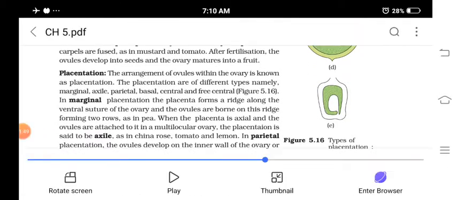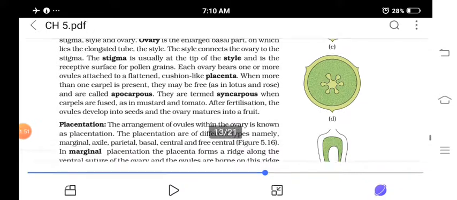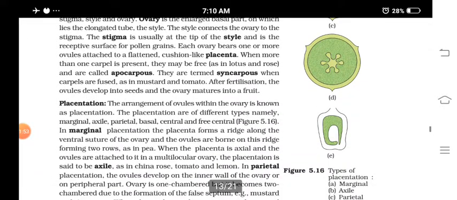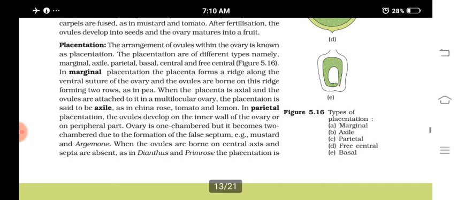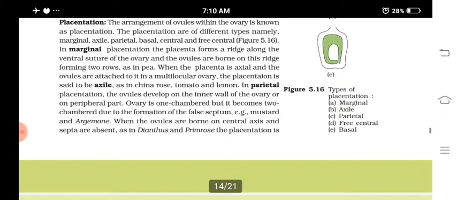So in free central, the ovules will be attached to the center, but the ovary is not chambered, no septa will be there, and from the center only you can see the placenta, and the ovules are attached to the center. Understood? So this is known as what? Free central. Examples you can see in dianthus and primrose.